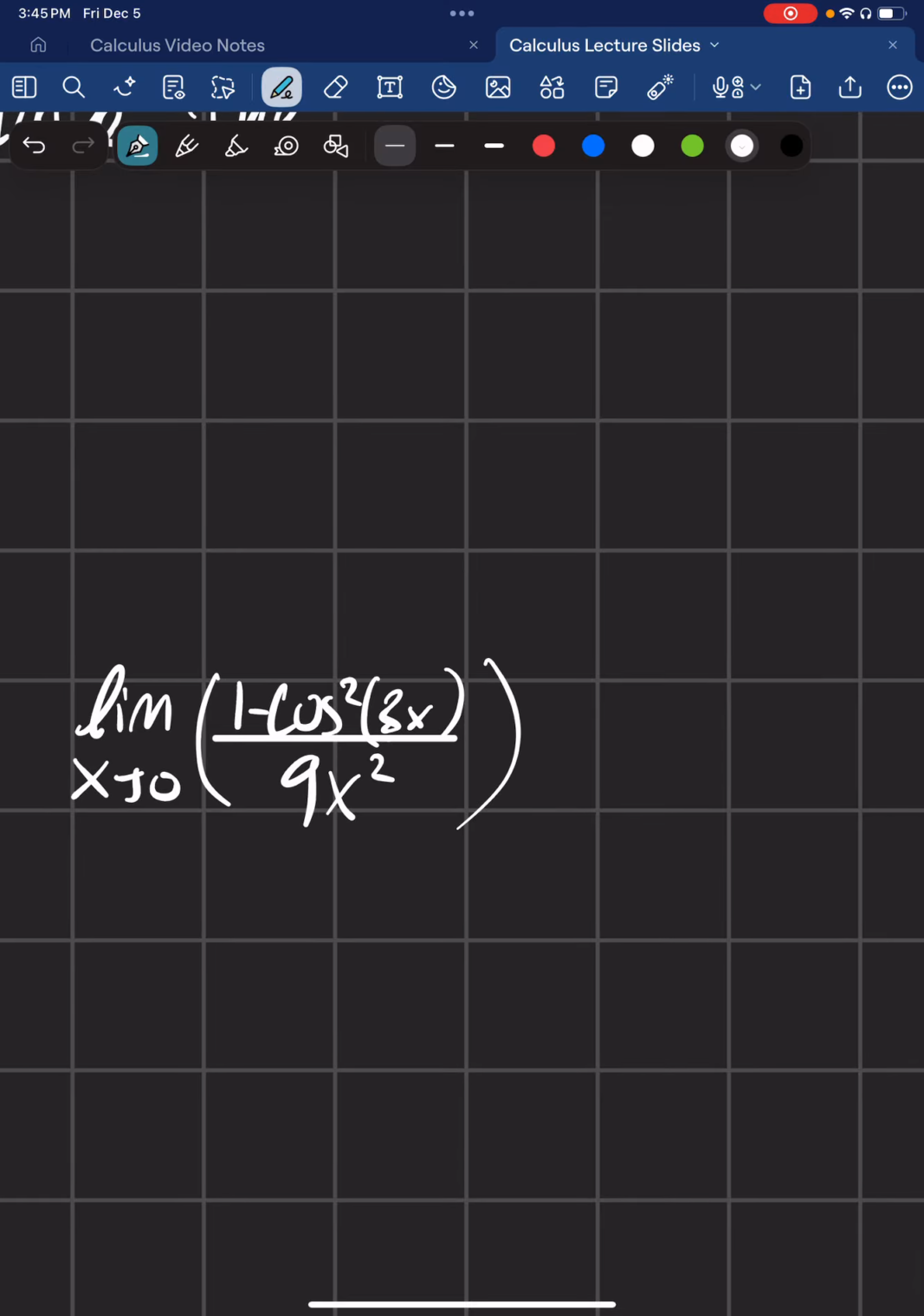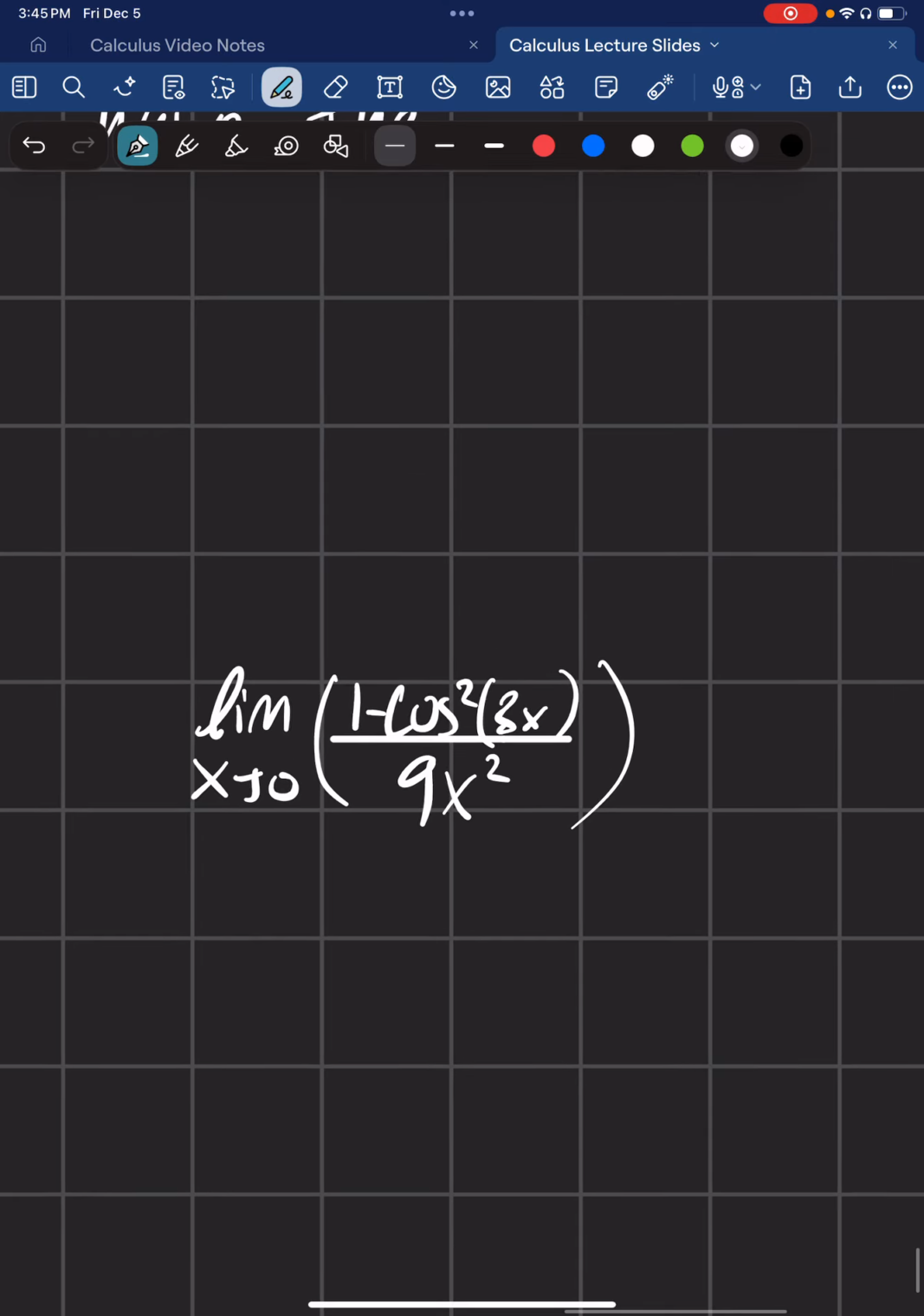You don't know where to start. We see some things that kind of look familiar here, right? We see the 1 minus cosine squared, right? But we know that we really need it to be 1 minus cosine. We don't know where it is. This is where we bring in our Pythagorean identities, right?